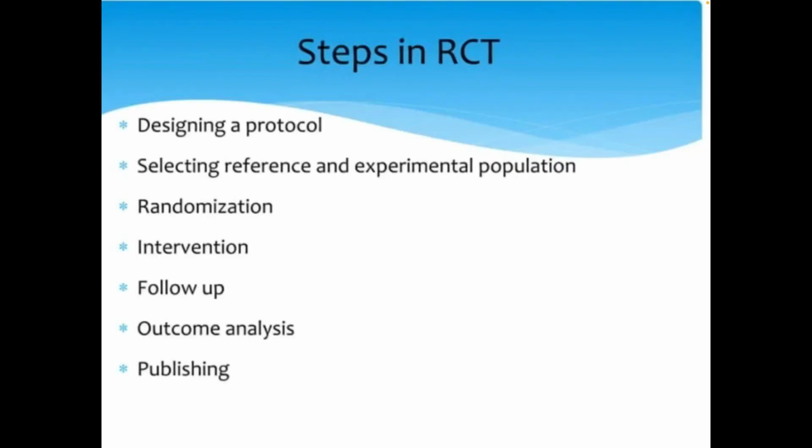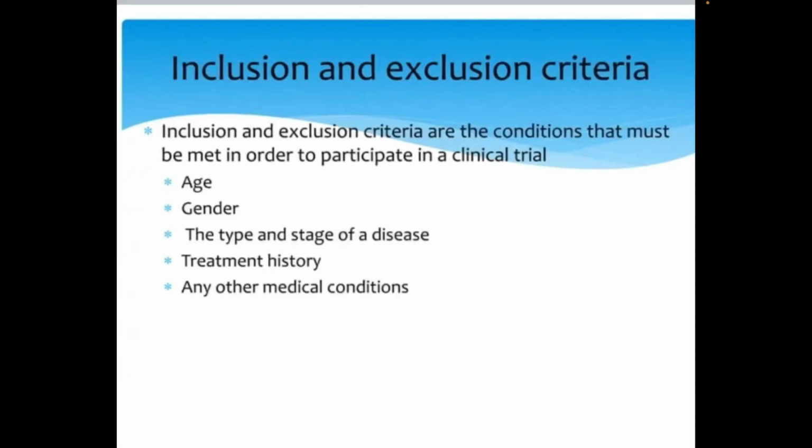Steps in randomized control trials: designing a protocol, selecting reference and experimental population, randomization, intervention, follow-up, outcome analysis, and publishing. Inclusion and exclusion criteria are the conditions that must be met in order to participate in a clinical trial: age, gender, the type and stage of a disease, treatment history, and any other medical conditions.